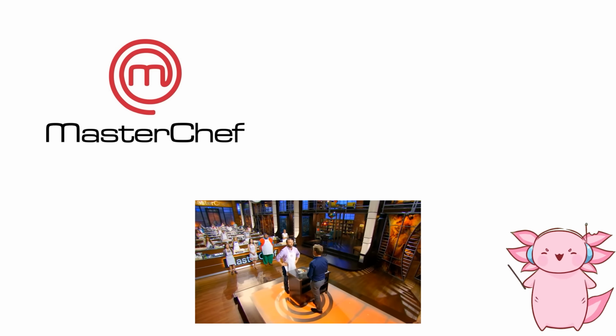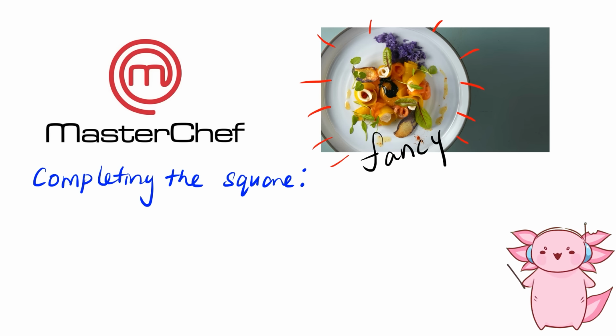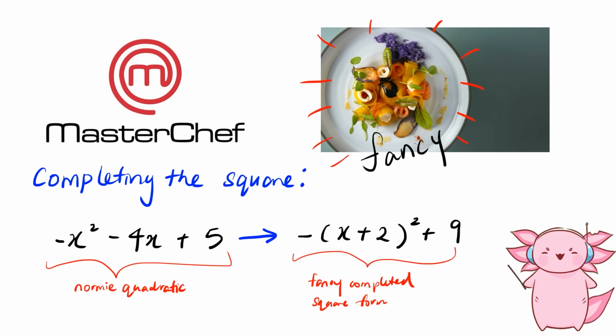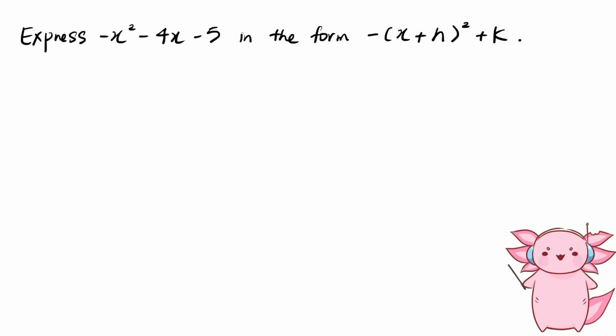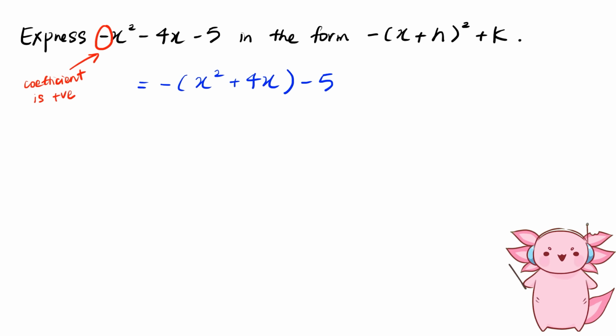Do you know how in MasterChef they have to plate their food and arrange it to look fancy? Completing the square is just like trying to arrange a normie quadratic equation into its fancy form. The first step is to make sure that the coefficient of x squared is positive. So let's factorize out a negative from this minus x squared and the minus 4x term over here, and we can just leave this plus 5 outside here.